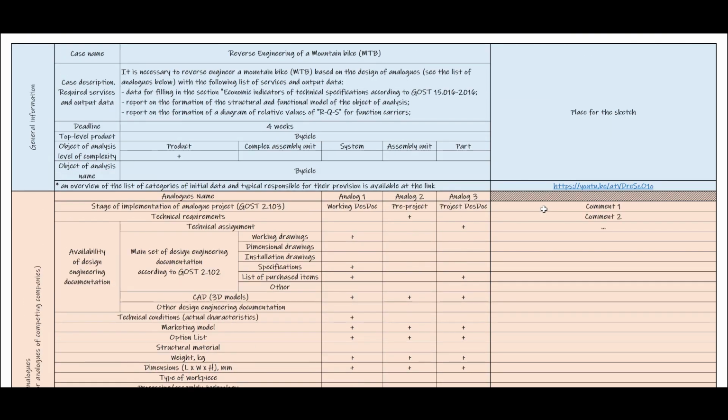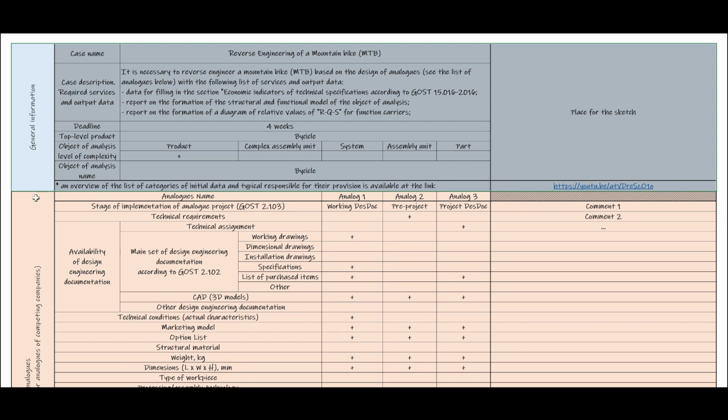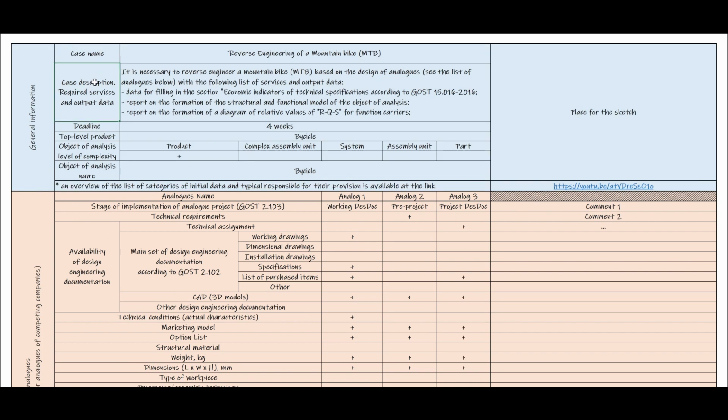The general information block is located at the top of the form, which displays such parameters as case name, case description, deadline, top-level products, complexity level, and name of the object of analysis. Since in this example we are considering a bicycle, the content of the fields top-level product and name of the object of analysis is the same. If we consider, for example, a front wheel bushing, then the content of these fields would be different.